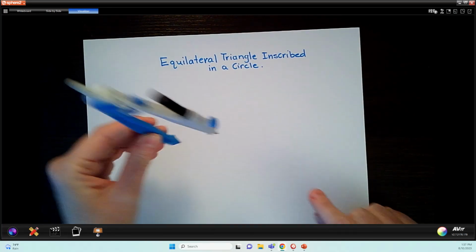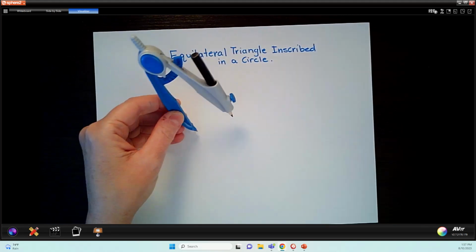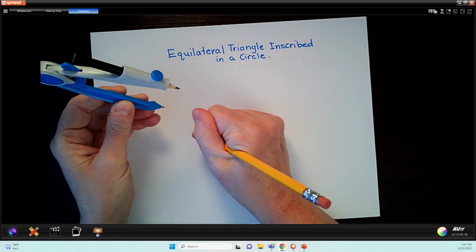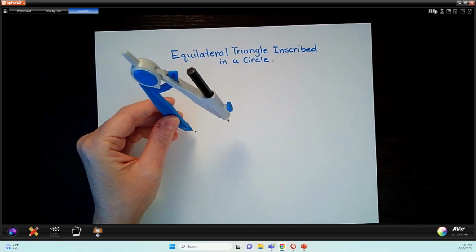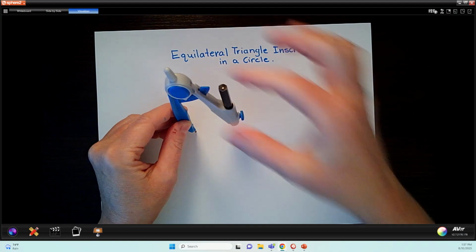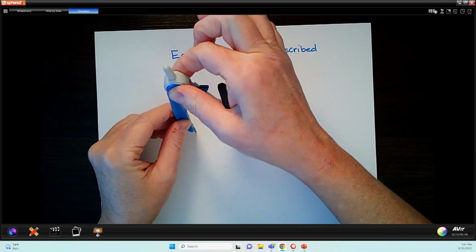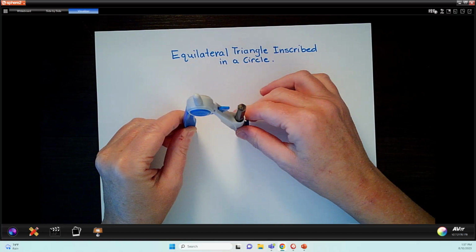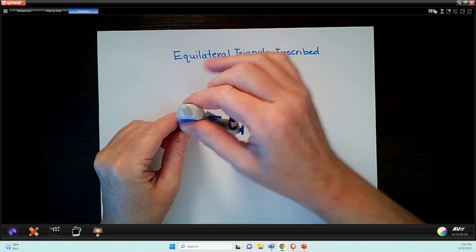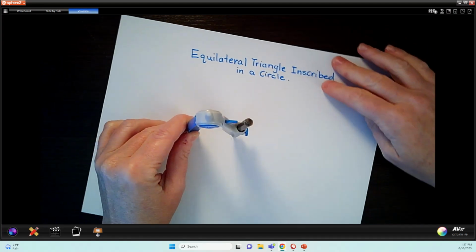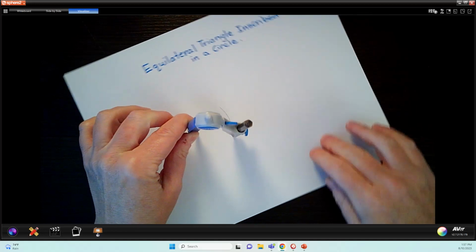So I'm going to create my center point. I'm going to put my compass in a spot, and I might even put the point there so I know that's the center. I'm making sure my compass is nice and tight, and I'm going to make a circle. Okay, and I'm just going to make it a little smaller here. I'm going to use that strategy of just kind of going around with the paper.